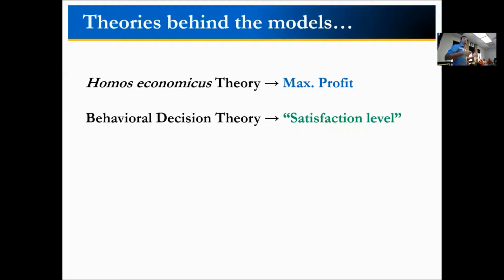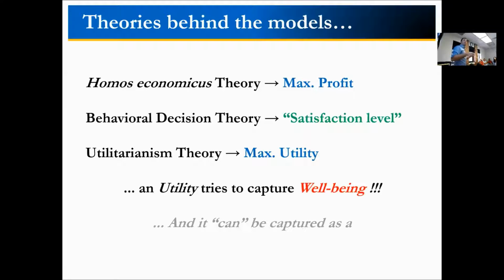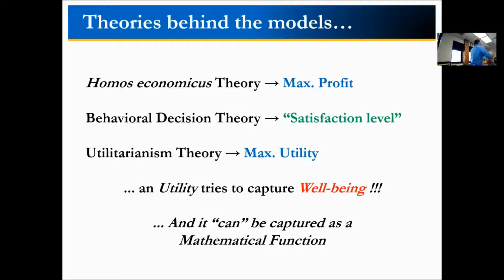And you can also try to incorporate it. And the one that economists most use is this utilitarianism theory, where agents are not necessarily maximizing profit, they're maximizing a utility. And a utility tries to capture well-being. So whatever they're trying to maximize when they maximize their utility, that's actually how economists perceive that people are trying to maximize their well-being.